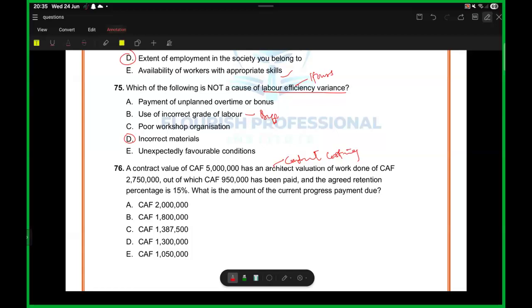Incorrect materials may not impact labor efficiency. It is talking about the labor hours, and you are talking about materials, so it does not even come in at all. Unexpectedly favorable conditions, like right now, there is a death of one employee. It would impact the efficiency, or there are retrenchments, or what we call redundancy. These are unexpected conditions. Whoever asked the question, do you get it? So D is not a cause, but A is a cause. Yeah, I get it. Okay, let's go to 76.